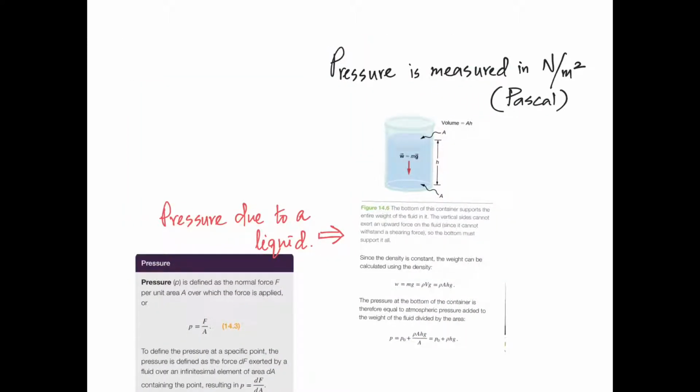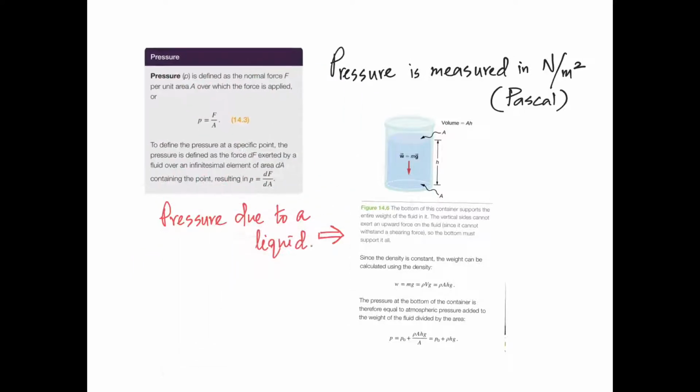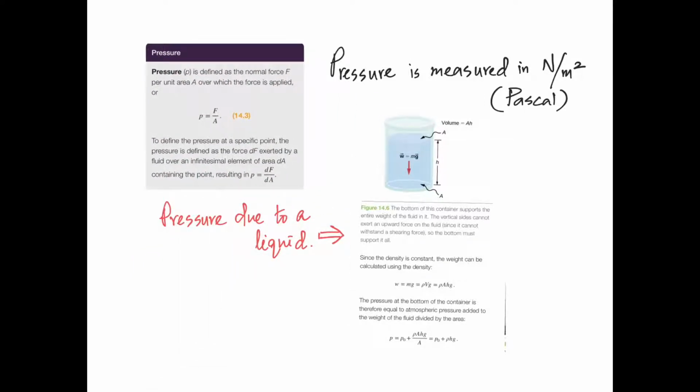Our second concept is that of pressure. Pressure is defined as the perpendicular force acting on 1 meter squared. So pressure is defined as the normal force or perpendicular force per unit area. Or in other words, pressure is just force divided by area. The unit of force is Newton. The unit of area is meter squared. That makes the unit of pressure Newton per meter squared or Pascal.